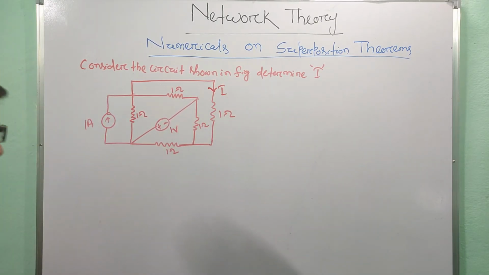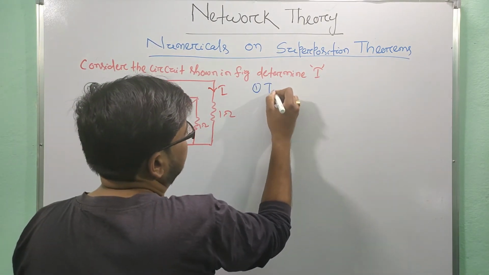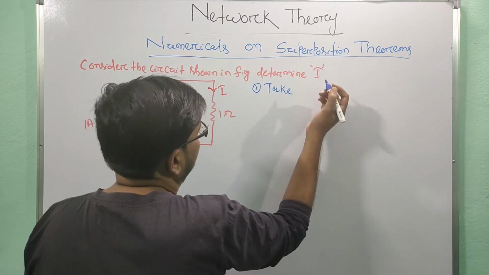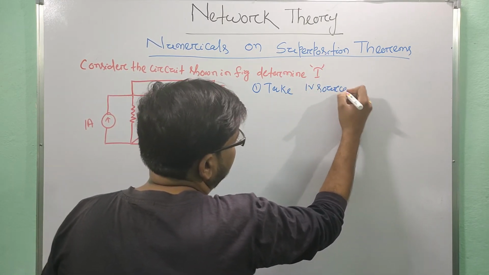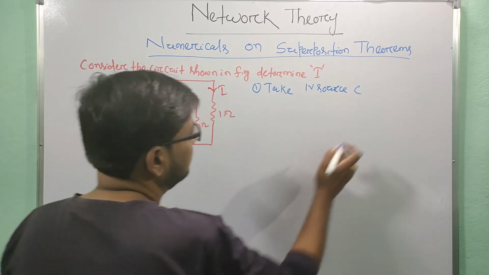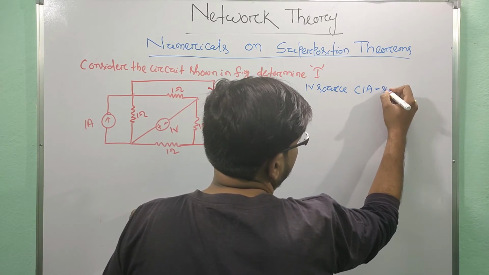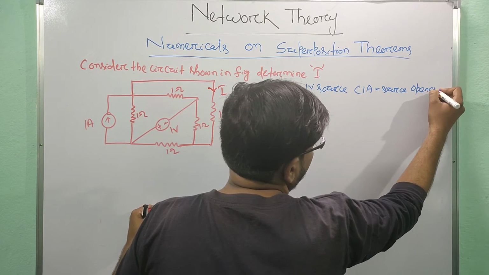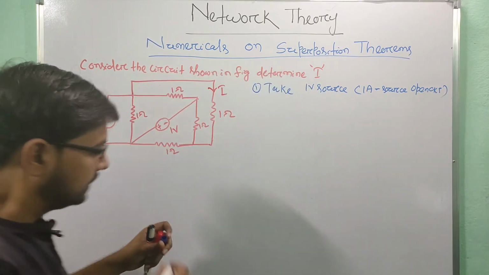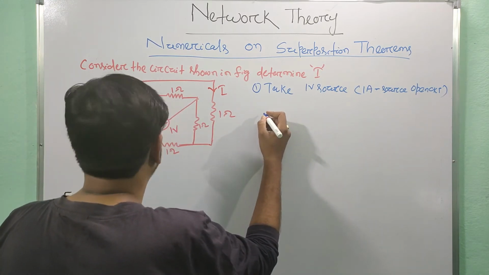So for that, first take 1 volt source. If I take 1 volt source, तो मेरा 1 ampere source करंट क्या होगा? 1 ampere source ओपन सर्किट. सो तो अभी देखिए मेरा अभी सर्किट कैसा हो जाएगा.